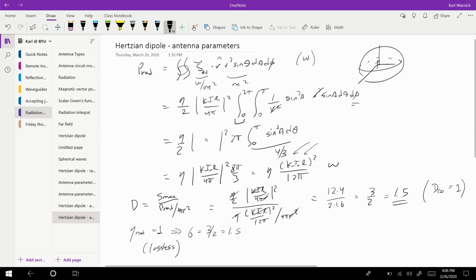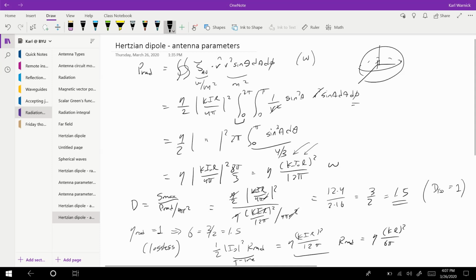Okay. The last thing we want to do is get the radiation resistance, and we do that using 1/2 I naught squared R rad. That comes from the T-line side of the antenna, and from the radiation side of the antenna out into space, that's equal to the radiated power, which is (k I L) squared over 12 pi, times eta. And if we do some algebra on that, we find that the radiation resistance is equal to eta (kL) squared over 6 pi.